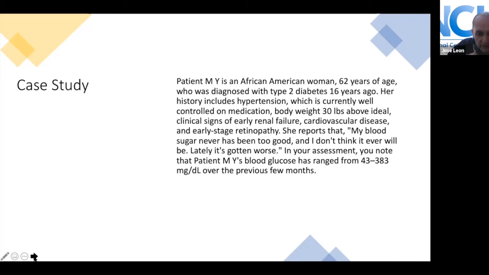She reports, quote, "My blood sugar never has been too good, and I don't think it ever will be. Lately, it's gotten worse." The assessment is that the patient's blood glucose has ranged from 43 to 383 during the previous few months. And next slide.